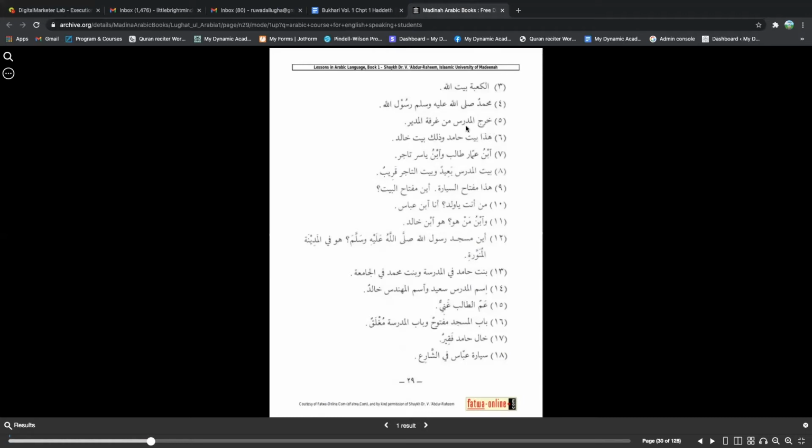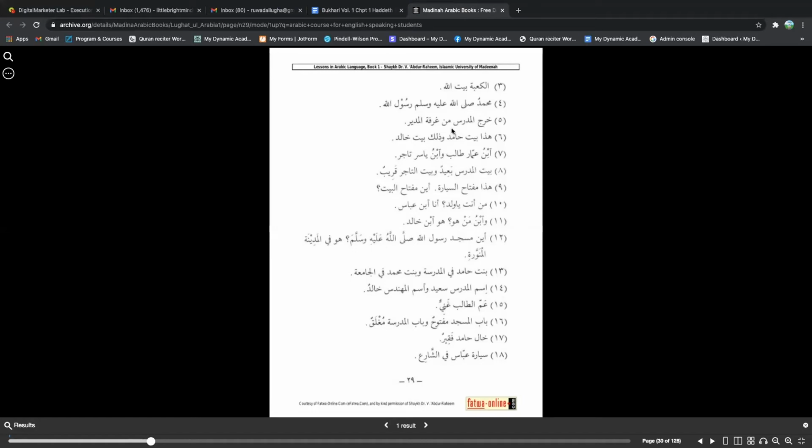Kharaja al-mudarrisu min ghurfatil mudiri. So here they got a verb for us. Kharaja is the past tense, which means he exited. It's for huwa. He exited or he left. So kharaja and mudarrisu, the teacher. It's mudarrisu with the one dhamma at the end because of why? Because of the alif lam. All right, so we know it's mu'arif. Okay, it's definite. The teacher.